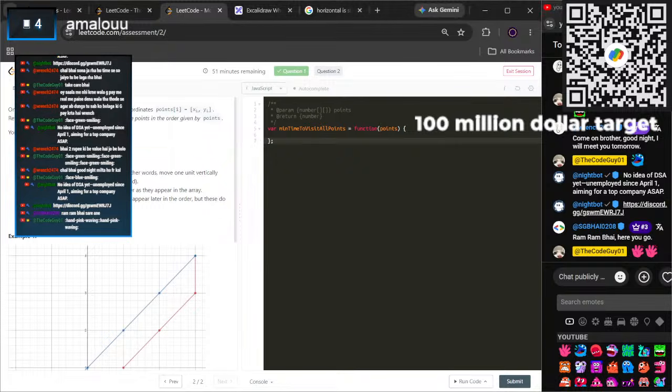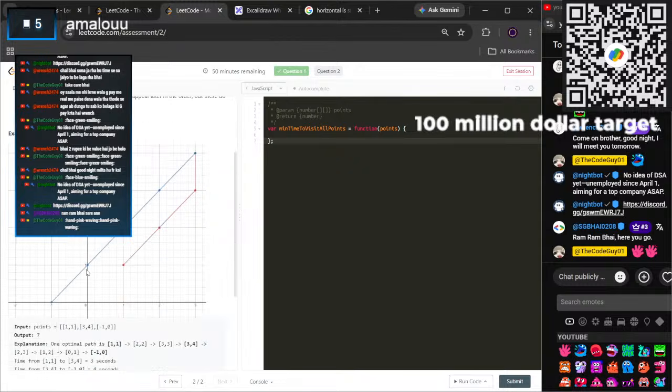You can move according to these rules. In 1 second, you can either move vertically. So vertically is supposed to be like this, and vertical is supposed to be going straight, right? Like this. This looks like a diagonal movement, I guess. What is this?